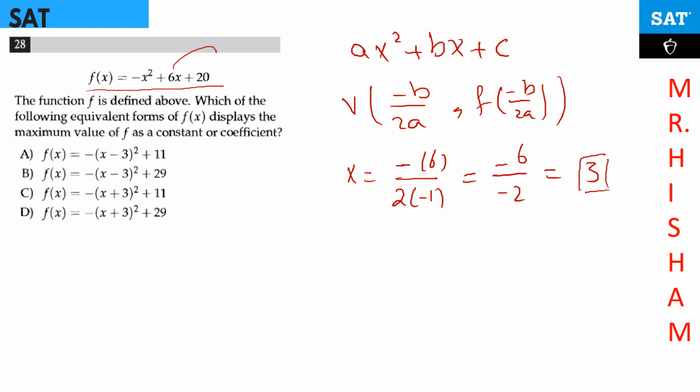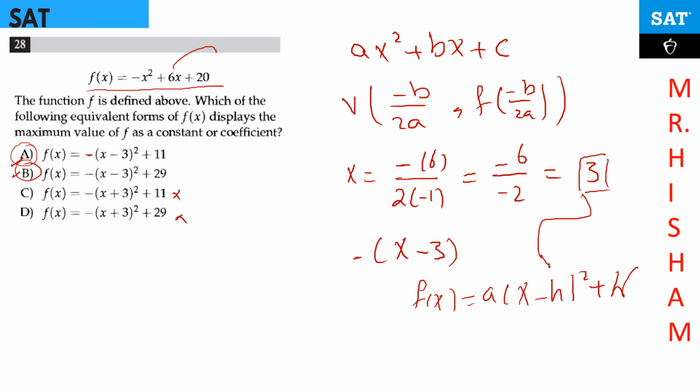So if I wanted to put it in the vertex form, it's going to be x minus 3. But I have a negative outside, right? It doesn't matter. It's supposed to be -3. So the answer is A or B, not C or D. Why? Because I'm going to write it in the form a(x minus h) squared plus k, and h here is equal to 3.